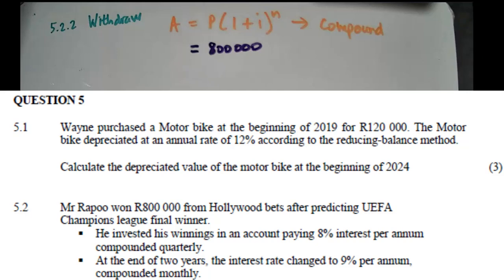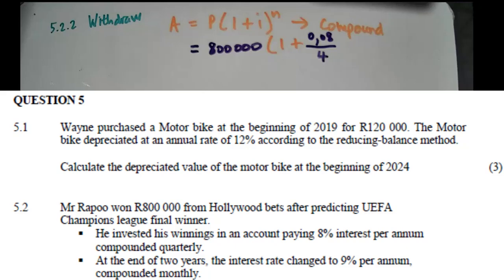So the principal amount is 800,000, times 1 plus, and now we have to look at the interest rate. So notice the interest rate, it says, is 8% interest per annum compounded quarterly. So quarterly means divide by 4. Okay, so it was 8%, 8 divided by 100 will give me 0.08. The question said compounded quarterly. This means divide by 4.